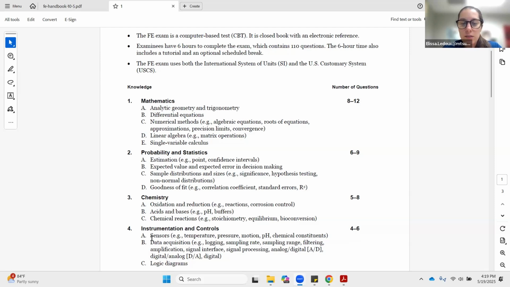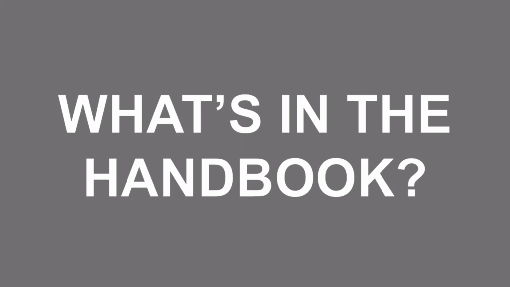So this covers sensors, so all of the different types of sensors that there are, data acquisition, so a lot of stuff about frequency or analog and digital types of stuff, and then logic diagrams or programming types of things, where not that you would have to program in MATLAB or Python or something, but just the basic logic of programming, like for loops, while loops, if statements, that kind of stuff. So let's look at the handbook.